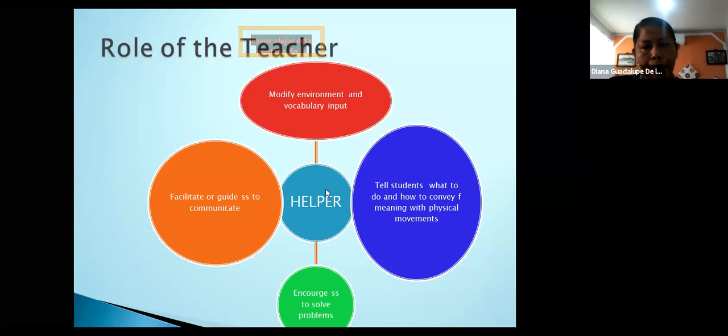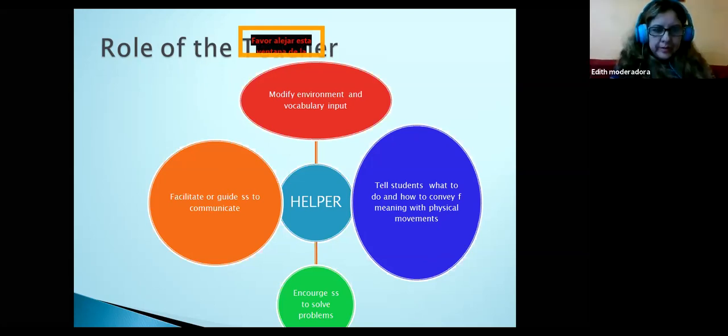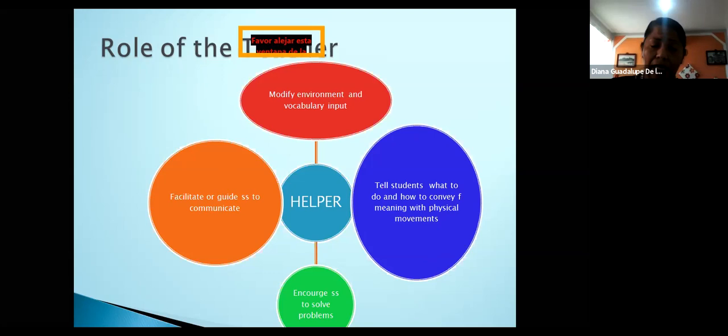And finally, the teacher is the one who facilitates and guides students all the time to communicate. In none of the roles is the teacher the one with the complete power to make students feel bad. In none of the methodologies.